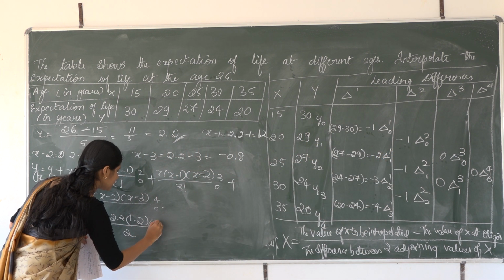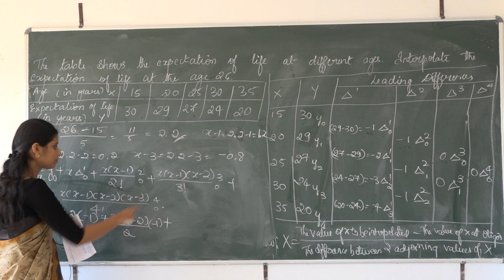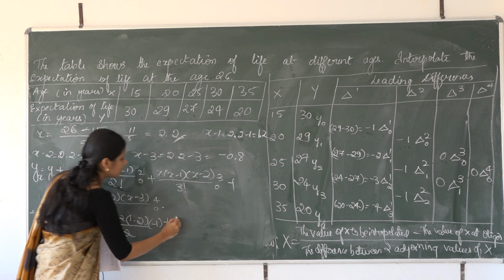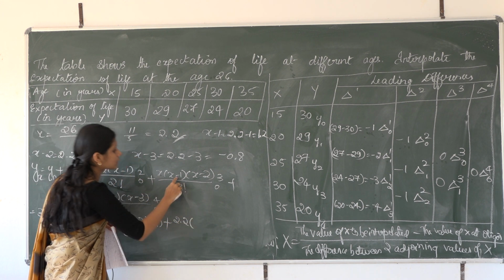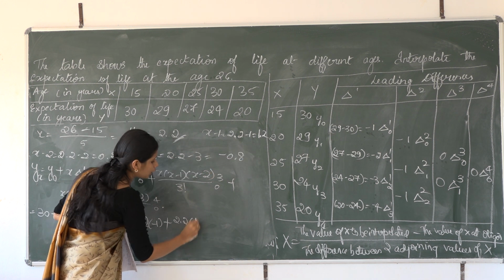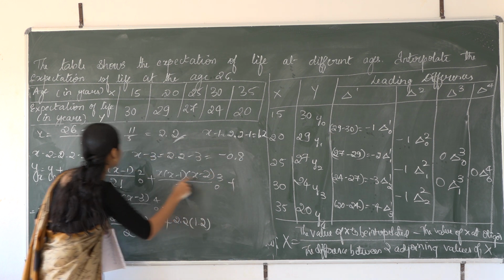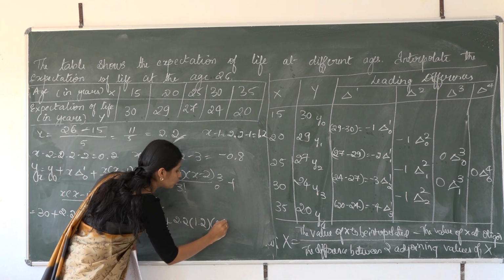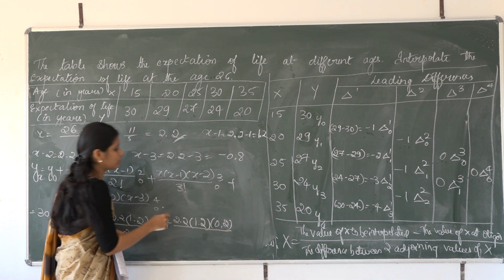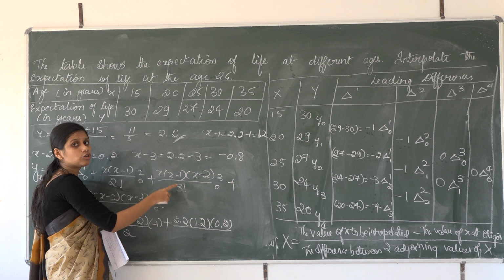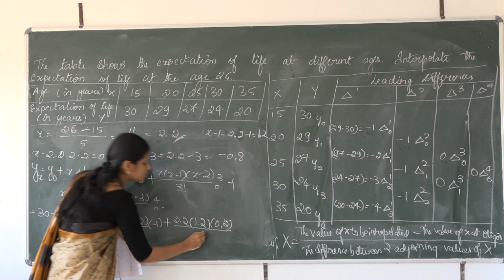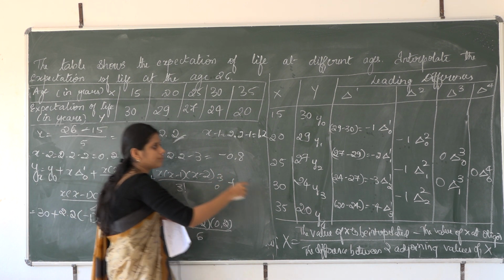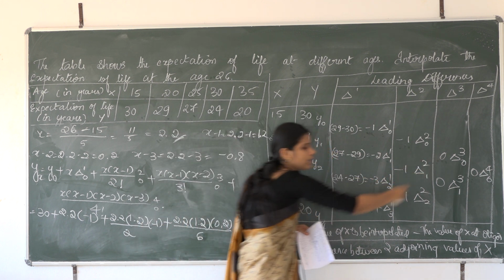So into minus 1, plus x value 2.2 into x minus 1, which is 1.2, into x minus 2, which is 0.2, divided by 3 factorial. 3 factorial is 3 into 2 into 1, that is 6. Delta 0 raised to 3 value is 0.